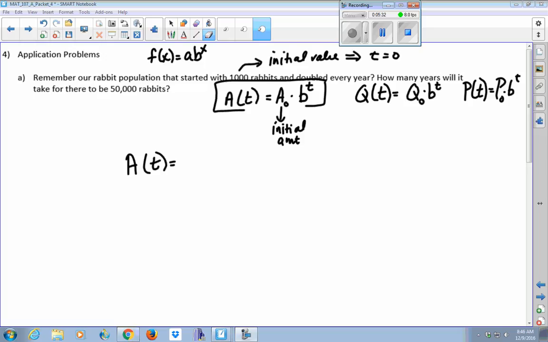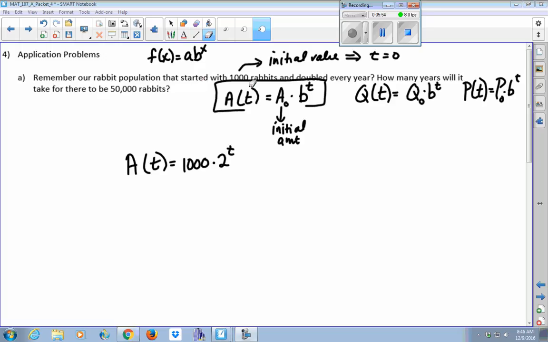Let's use this formula and start to work on this. We know A sub naught from the very first sentence is 1,000. If we're doubling every year, what's our base for this exponential? 2 to the t. All right. So that's how we deal with this.